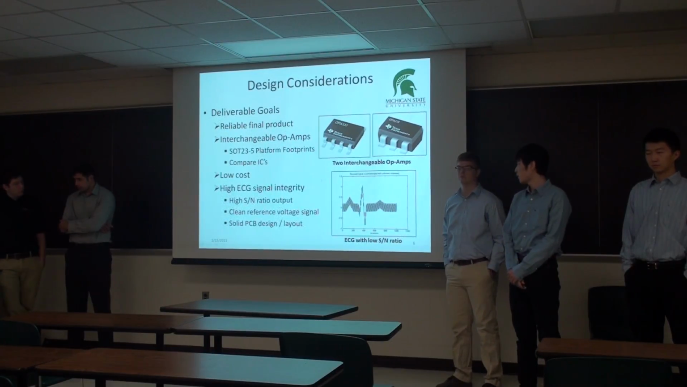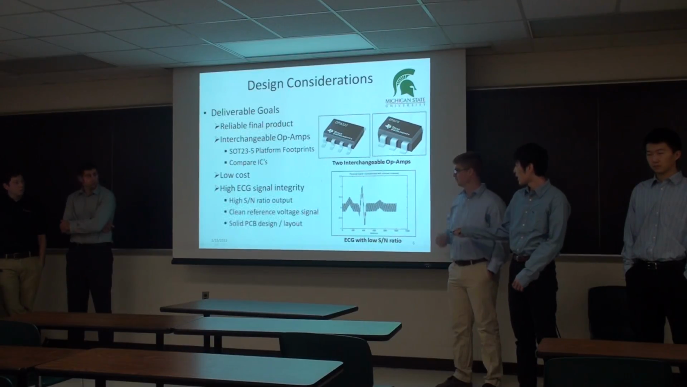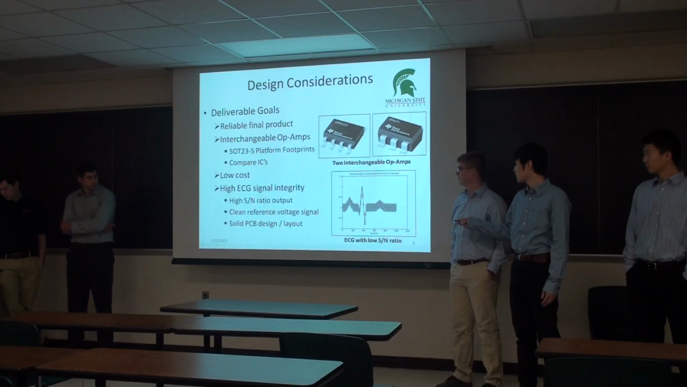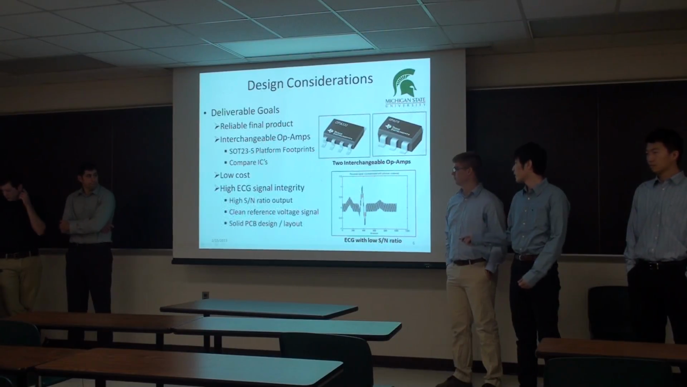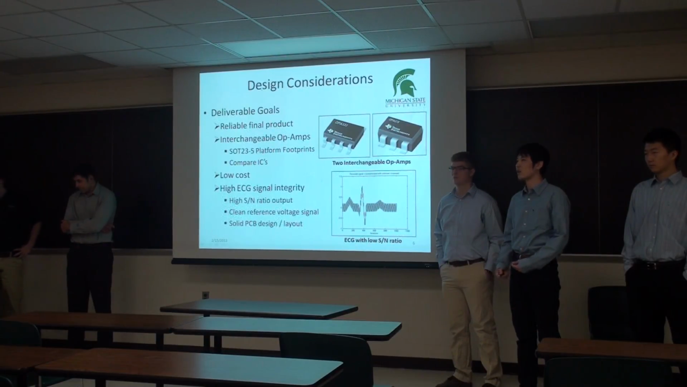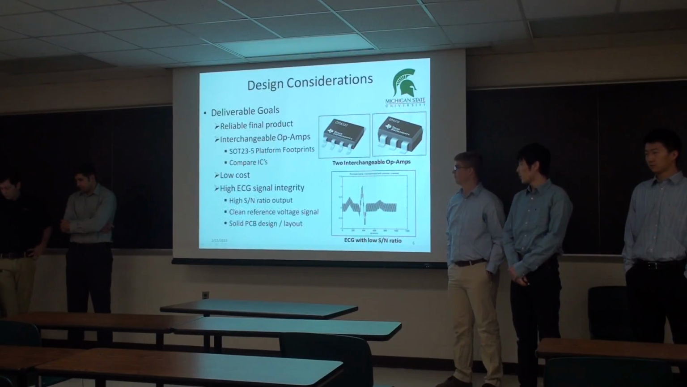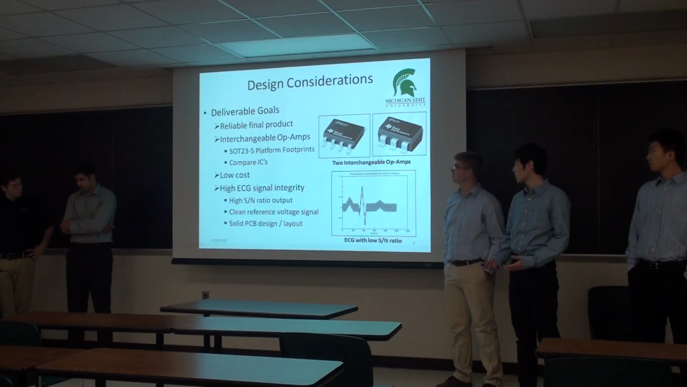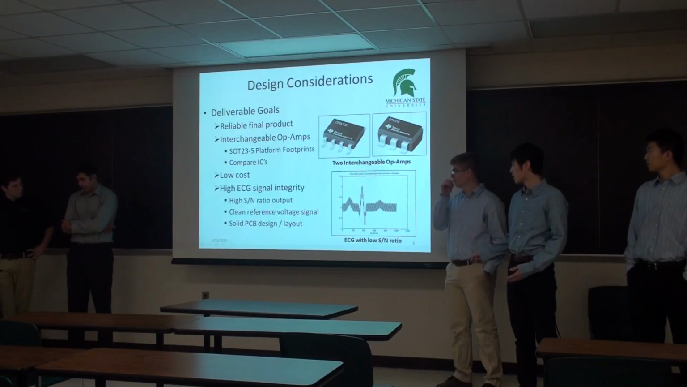So if our ECG signal has a very low SN ratio, as you can see from this curve, there is a lot of noise on this. So it's really annoying, especially for the doctor who wants to diagnose the illness of the patient. So our final product should have a very high resolution image of the ECG signal.